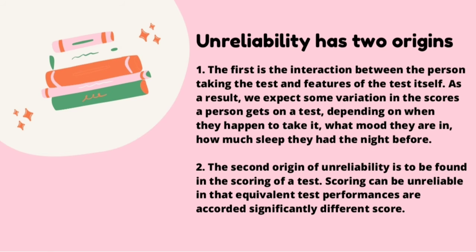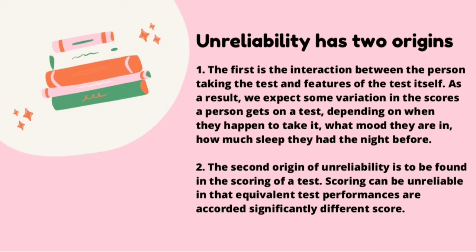Unreliability has two origins. The first is the interaction between the person taking the test and features of the test itself. As a result, we expect some variation in the scores a person gets on a test, depending on when they happen to take it, what mood they are in, how much sleep they had the night before.